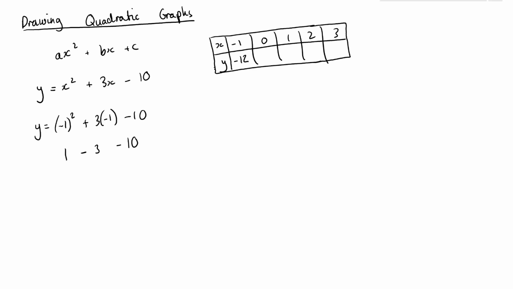And if I say y is equal to 0 squared plus 3 times 0 minus 10, that's going to give me minus 10. Then if x equals 1, y is going to be equal to 1 squared plus 3 times 1 minus 10. This gives me 4, and 4 minus 10 gives me minus 6.